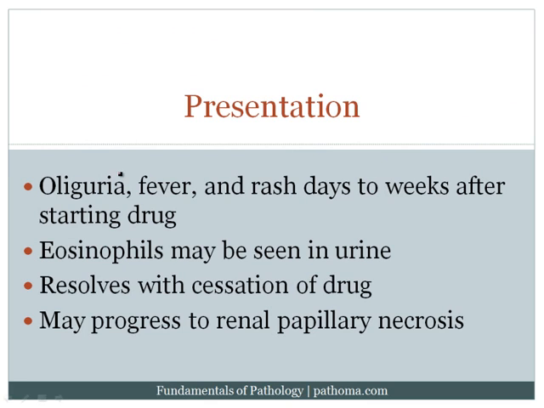Now, the presentation is oliguria, again because there's a renal failure, with fever and rash that arises days to weeks after starting the inciting drug. One of the very high yield, almost pathognomonic findings of acute interstitial nephritis is that eosinophils will be present, and those eosinophils may be seen in the urine. Of course, this is a hypersensitivity reaction, so it will resolve with cessation of the drug. However, it can progress to renal papillary necrosis, where the papillae of the kidney actually necrose.